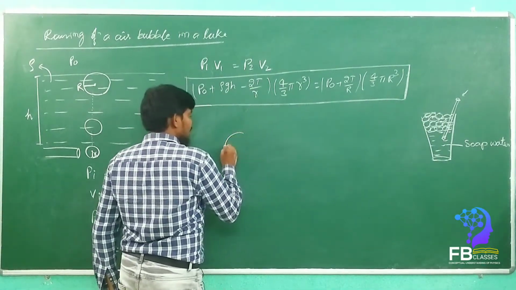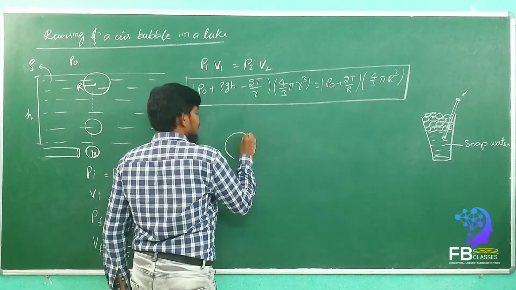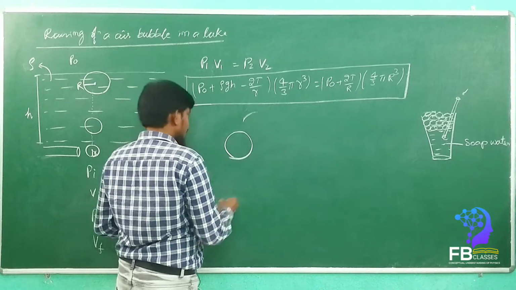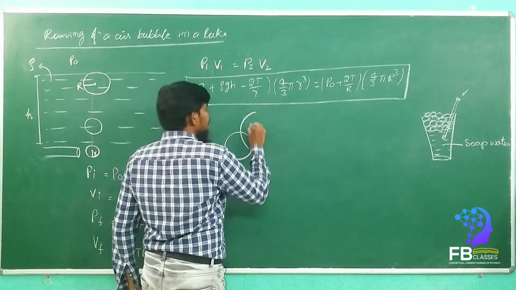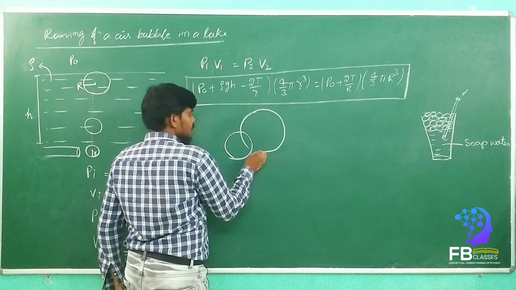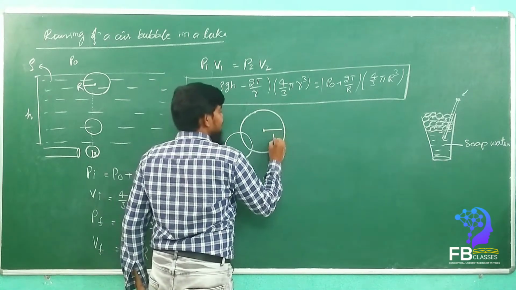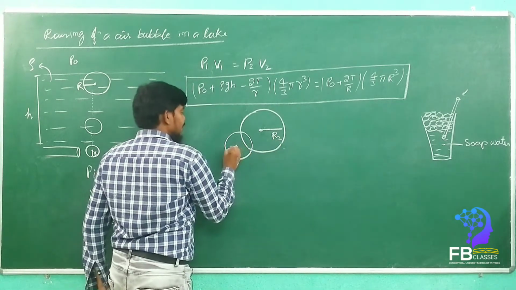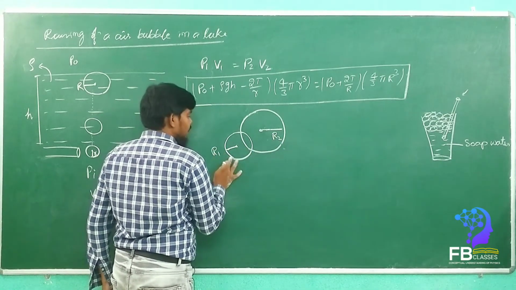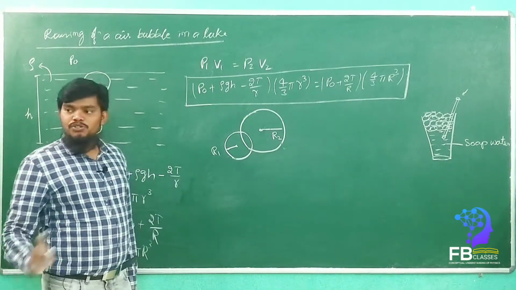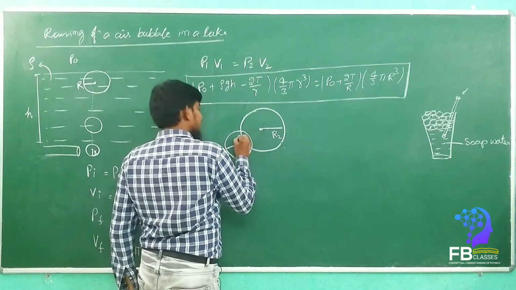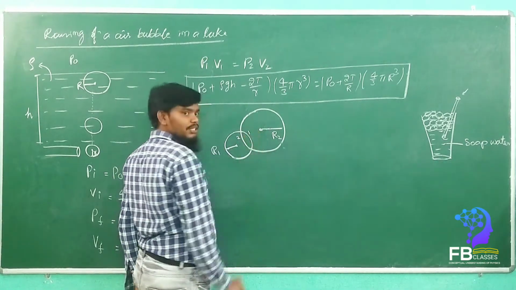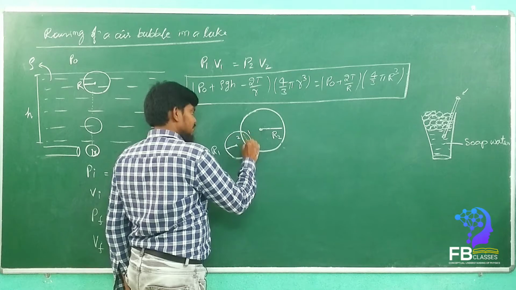So once the bubbles are rising like this, if you take any 2 bubbles, one is a small bubble like this here, another is a big bubble. The big bubble radius is considered as R2 and the small bubble radius is considered as R1. Now the first question is, let us consider this is the second boundary, this is the first boundary, and this is the third boundary.